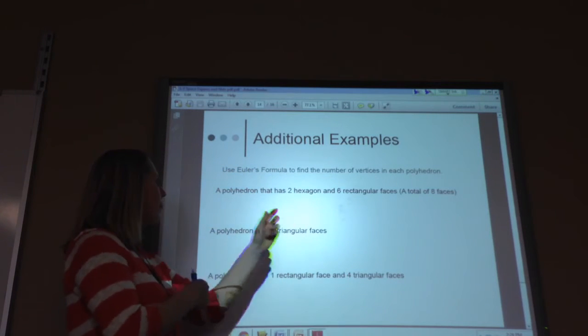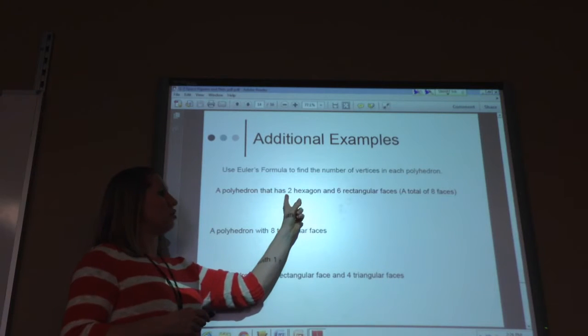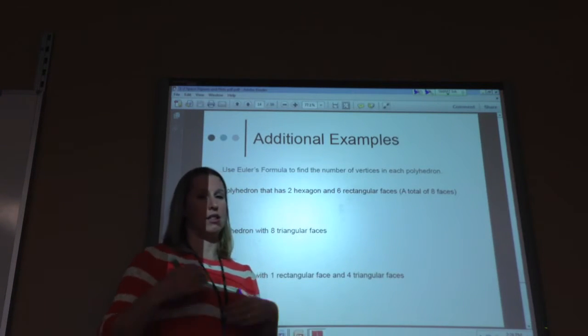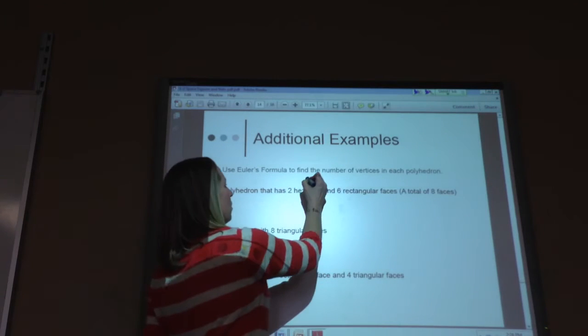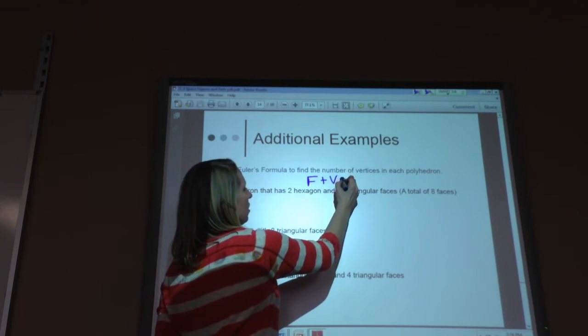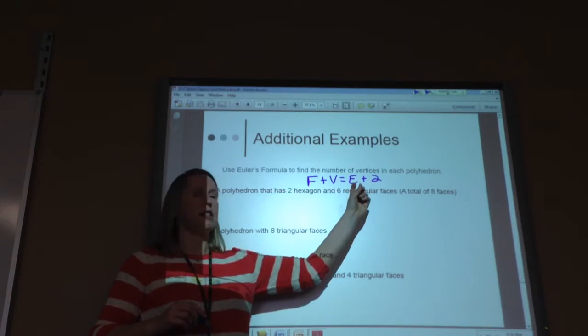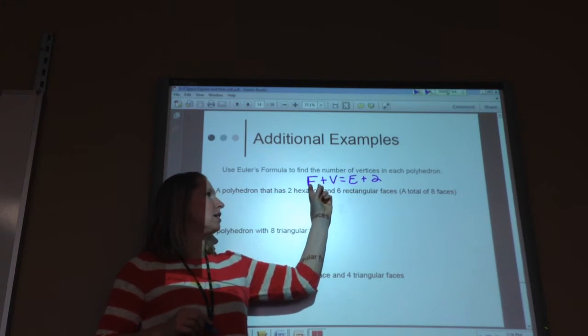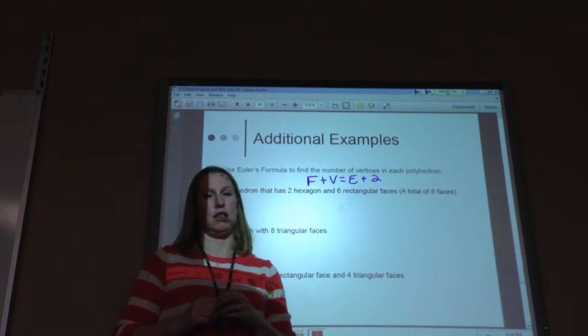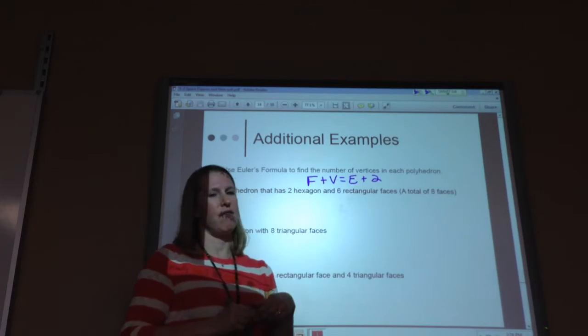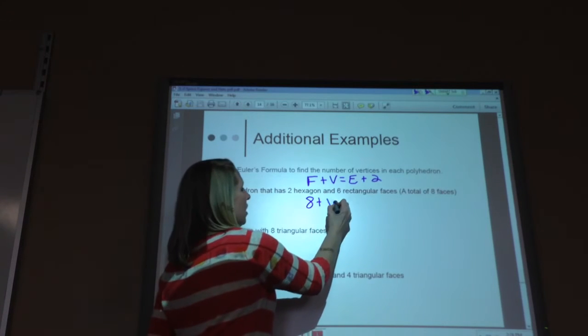Let's see. Okay, a polyhedron that has 2 hexagon and 6 rectangular faces. So we have a total of 8 faces. So we're still going to do faces plus vertices equal edges plus 2. So I've got my faces, and I have to find the vertices. So what I'm going to have to figure out is how many edges I have. So I already know I have 8 faces. So 8 plus V equals.